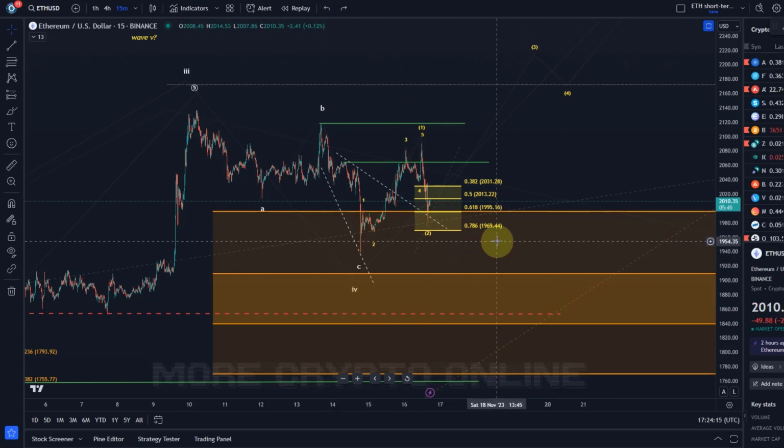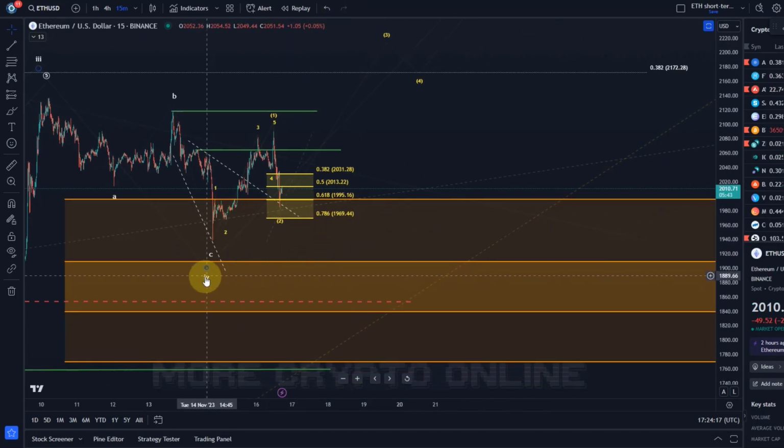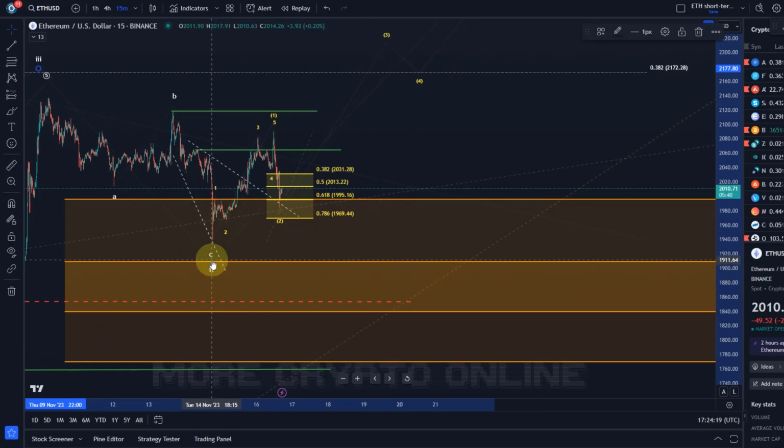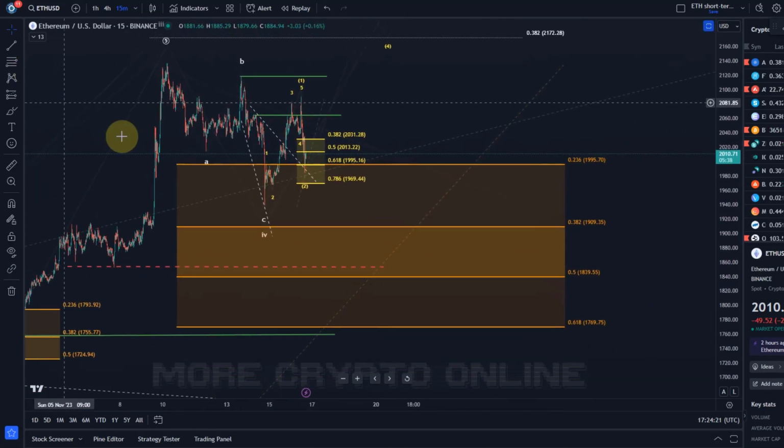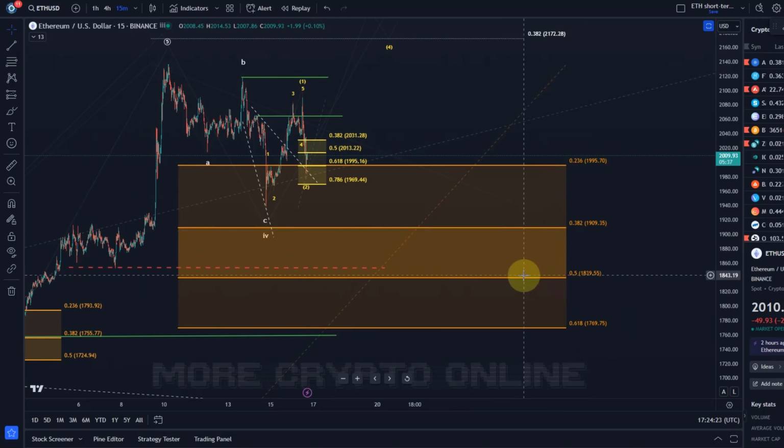But yeah, below 1969, at least if it's a sustained break, then wave 4 will be reset. But then we have support again at 1909, 1839, which would be ideal. Ideally, we don't want it to get below this support range, between 1839 and 1909. If it goes below that, there's still the 1769 support.